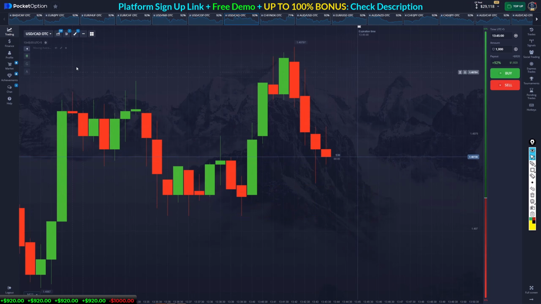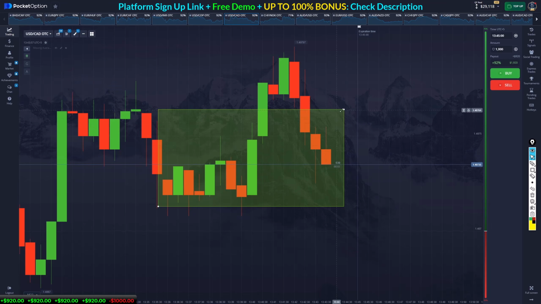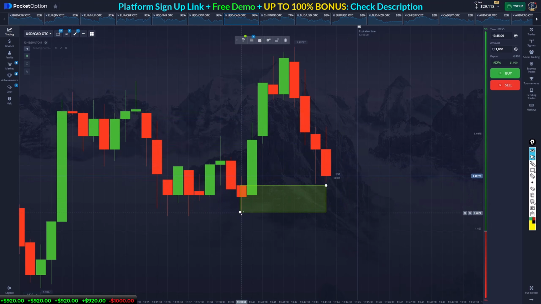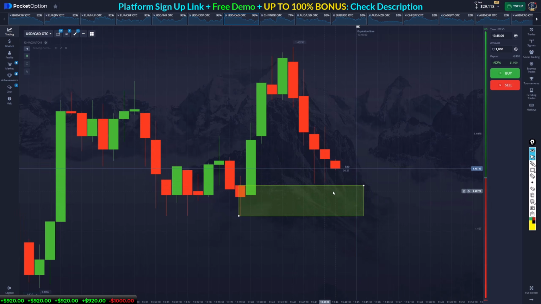Here is a fresh demand area I would like to take, but for some reason the price hasn't really touched the zone yet.